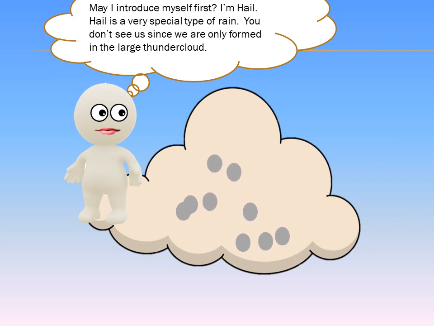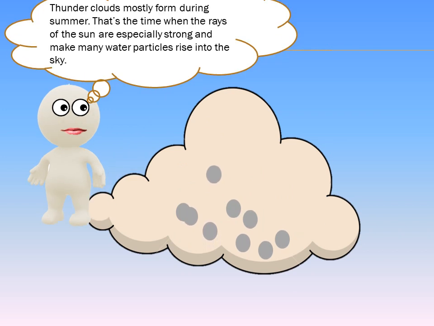May I introduce myself first? I'm hail. Hail is a very special type of rain. You don't see us since we are only formed in the large thunder cloud. Thunder clouds mostly form during summer. That's the time when the rays of the sun are especially strong and make many water particles rise into the sky.